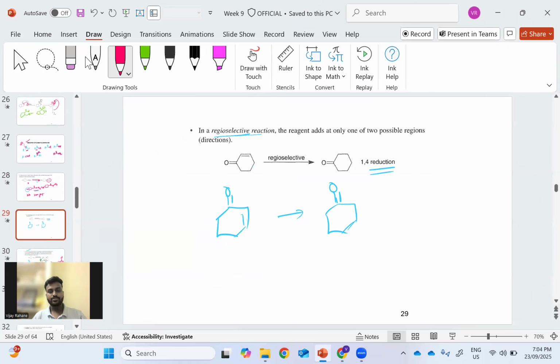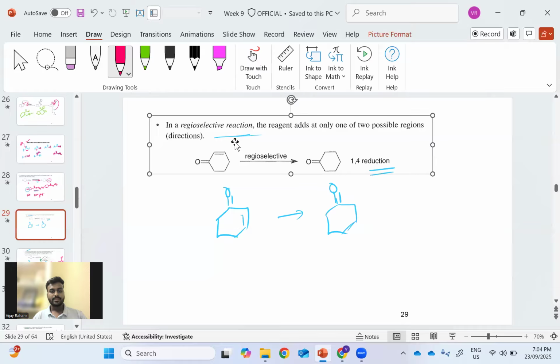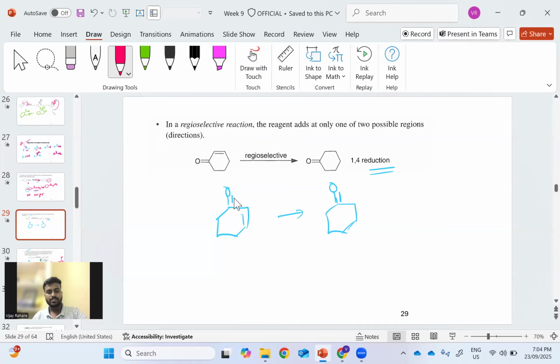Then if you have regioselectivity, let's say we have already seen some examples of such reactions. We have a compound which has a carbonyl group, and another group, the alpha-beta unsaturated double bond. We need to perform a reduction to get only the reduction of the double bond without affecting the carbonyl group.